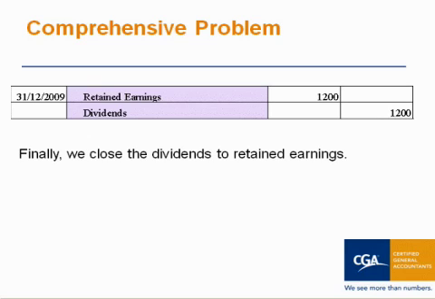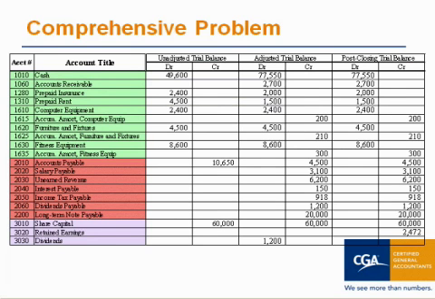So the dividends were entered originally as a debit entry to the account, and in order to clear the dividends to zero, we will credit dividends by $1,200 to zero the account balance. And the offsetting entry will be a debit of $1,200 to retained earnings. So once you've posted all of the closures to your T accounts, you can now carry over all of the amounts to your post-closing trial balance to make sure that everything has been zeroed out.